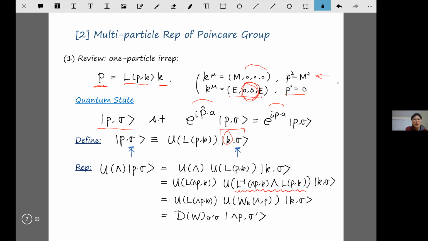And then my particle state, one particle state, is defined via this relation. This is basically a unitary operator that realizes a Lorentz boost. Okay, so this is the definition. Then you can study how this particle state transforms under some Lorentz transformation, U. Okay, this is again the unitary representation of the Lorentz transformation lambda. Without going through each step, the final answer is this.